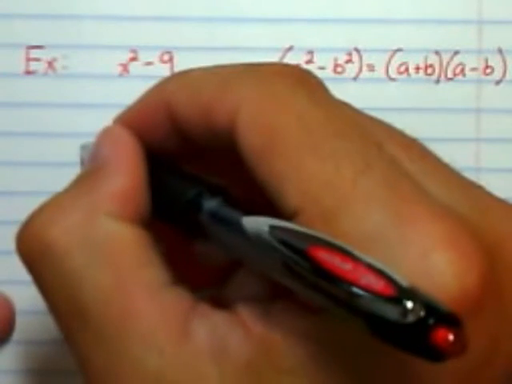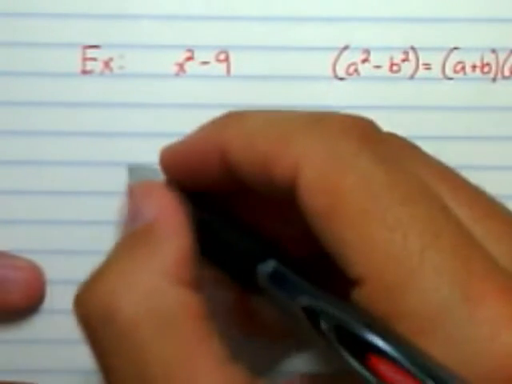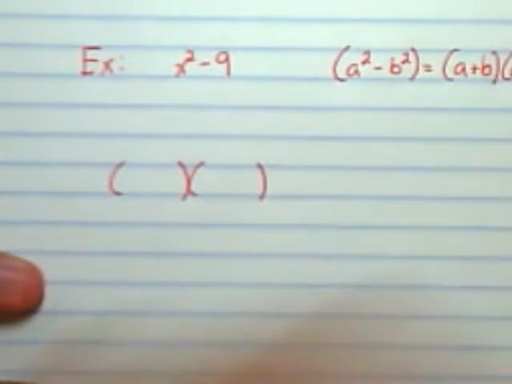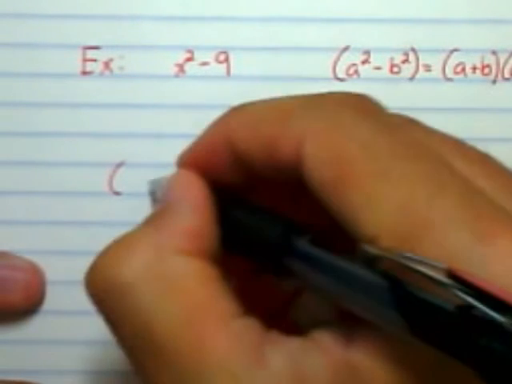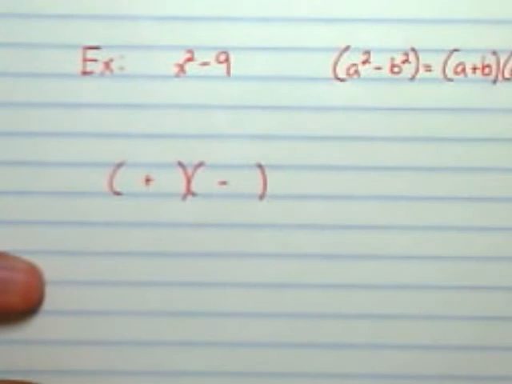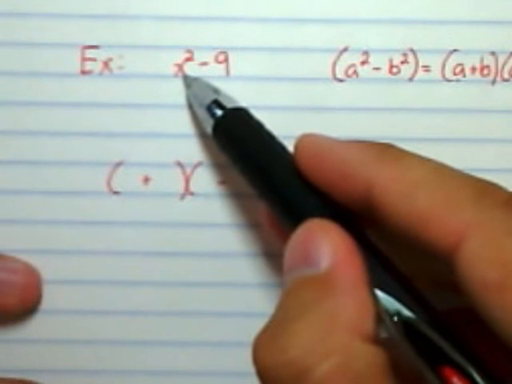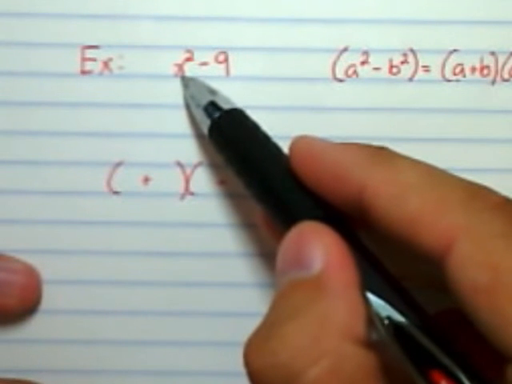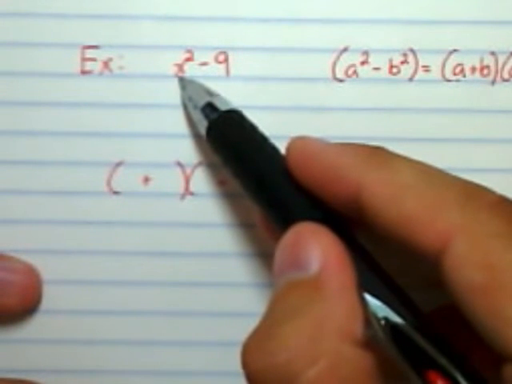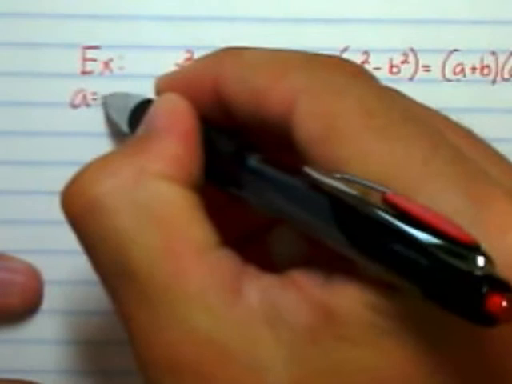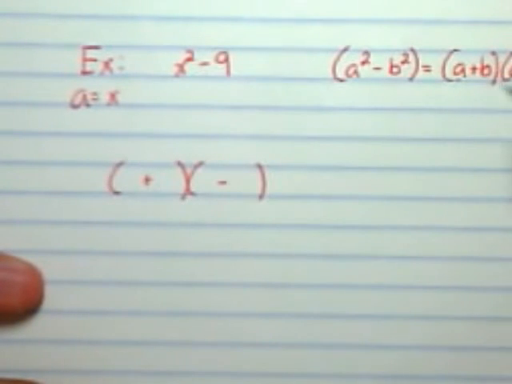So what you want to do is write our potential answer all the way down here. We know we're going to need two parentheses. We know the plus and minus are going to stay the same. Now we've got to find out what is our original A and our original B. So if you look at x squared, how do we get x squared? What times what got us x squared? Well, x times x got us x squared. So our original A is equal to x.